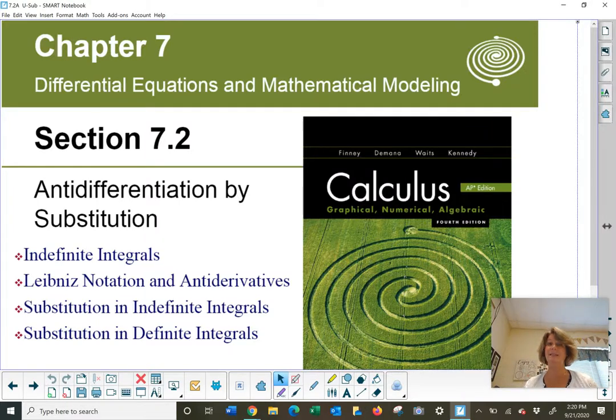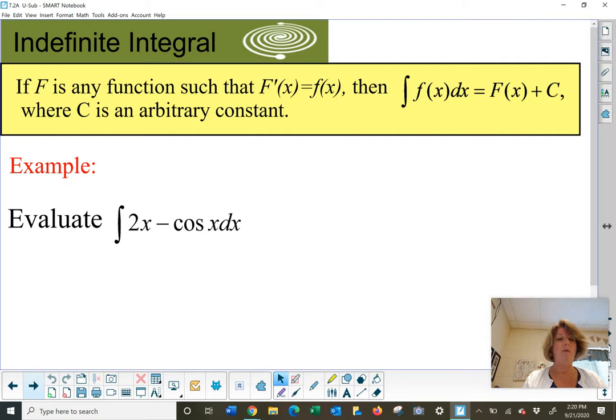Welcome to section 7.2. In this one we are looking at integration techniques, anti-differentiation, and we're using the substitution method. We did look at the substitution method last year, so hopefully some of this you'll start understanding a little bit better. The first example is an indefinite integral.